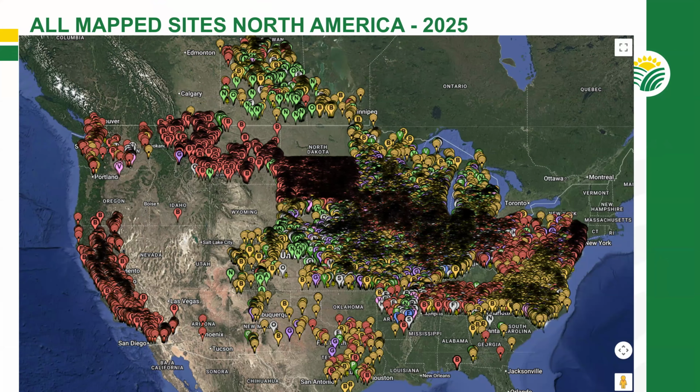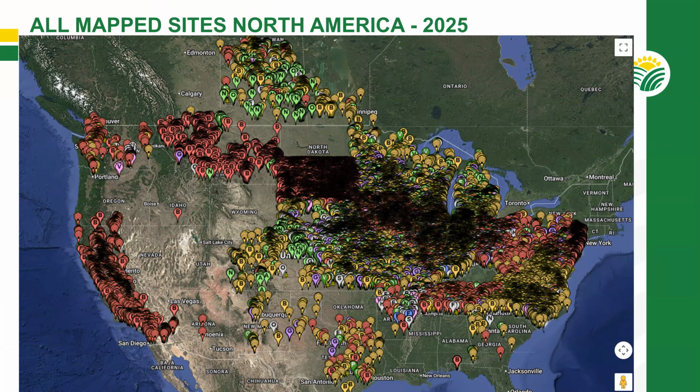I like showing this particular graphic because, based on the size of the pins and the sizes of the states, this can be a little bit deceptive, but this is everything mapped all across North America as of late 2025. You'll see all of the beehives mapped out in California, and then places like South Dakota and all of that dark area. The propensity of mapping bees is just absolutely huge.